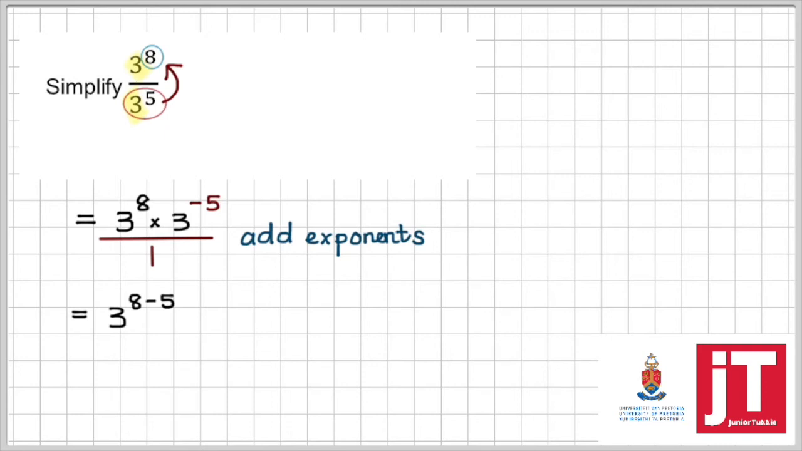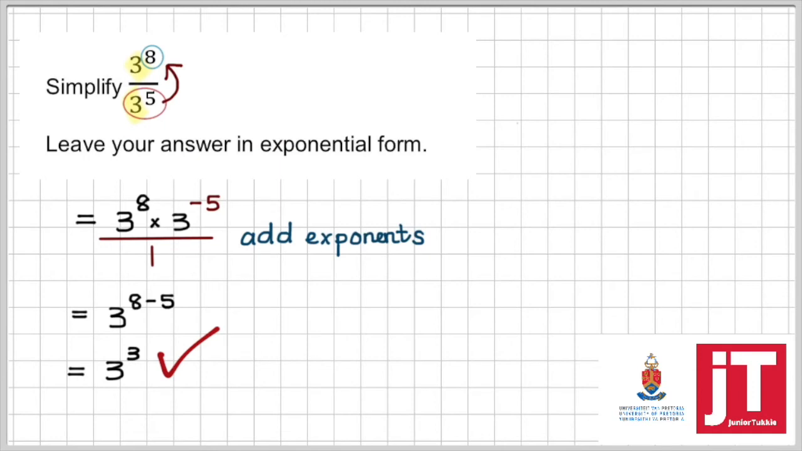But 8 plus negative 5 means exactly the same thing as 8 minus 5. If we simplify this further, we end up with 3 to the power of 3. And this is in fact the final answer because we were instructed to leave the answer in exponential form.